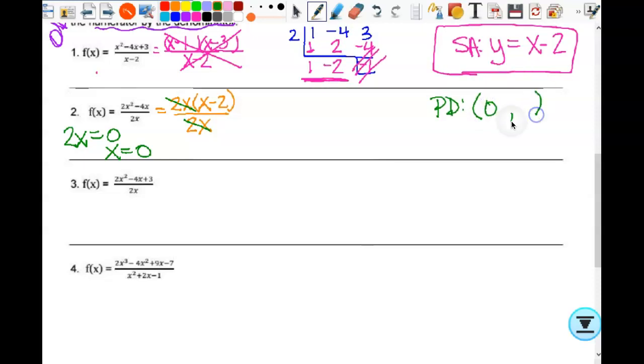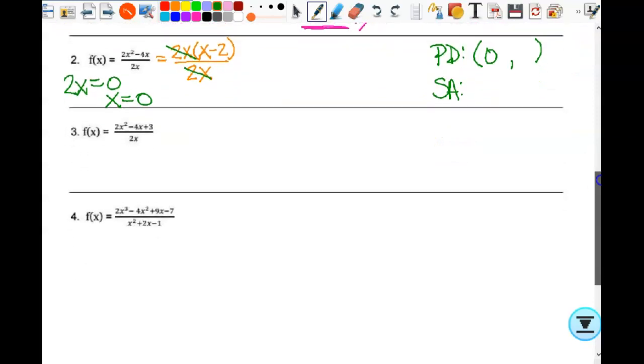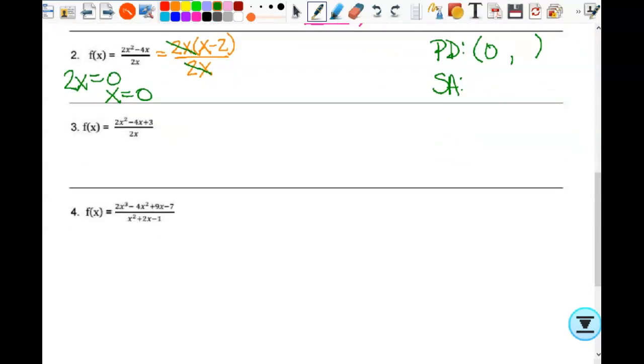That x value is 0, and then I'm also going to have to answer the slant asymptote question. So my reduced function here, f of x equals x minus 2. I take the numerator and divide it by the denominator, and what do I get? What's the denominator of that function? 1. So what's x minus 2 divided by 1? x minus 2, right? It's just x minus 2. So the slant asymptote, and this is where things get a little weird, is y equals x minus 2.